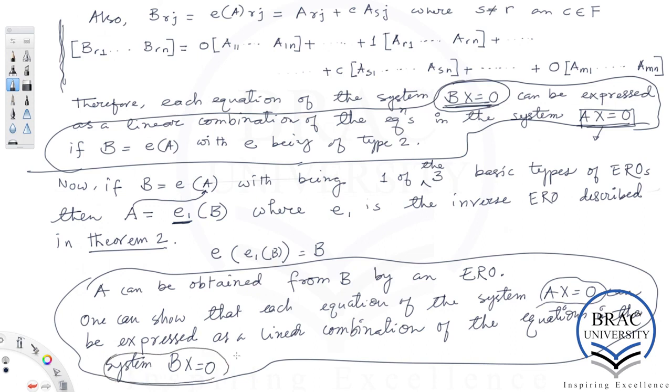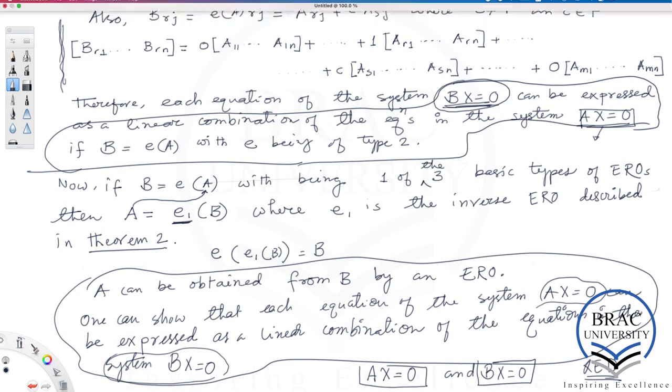And hence by theorem 1, the two homogeneous systems Ax is equal to 0 and Bx is equal to 0 have the same solutions. Okay, QED. At this stage, we take a break, and we'll be back with some examples in the third segment of this second lecture.